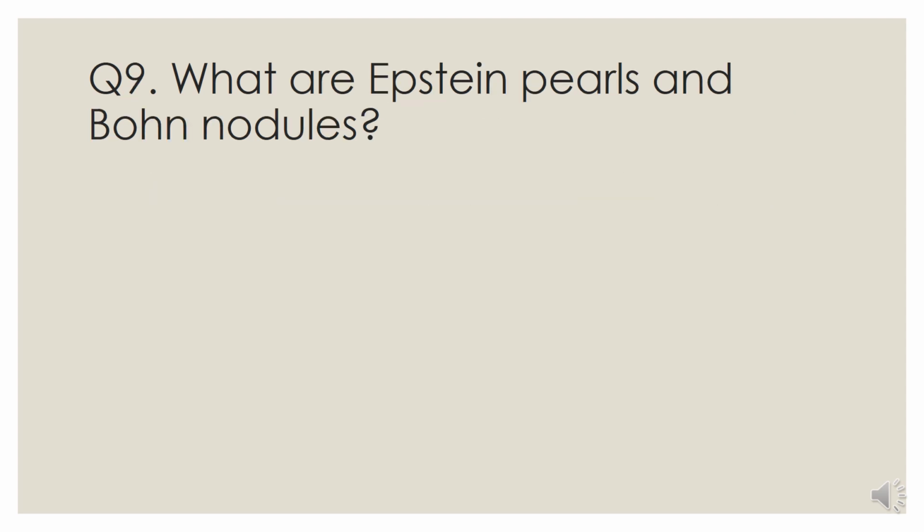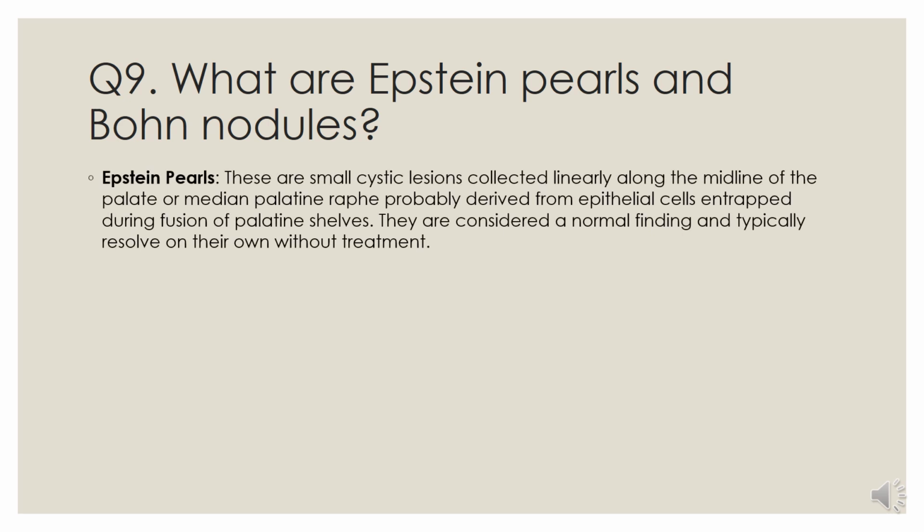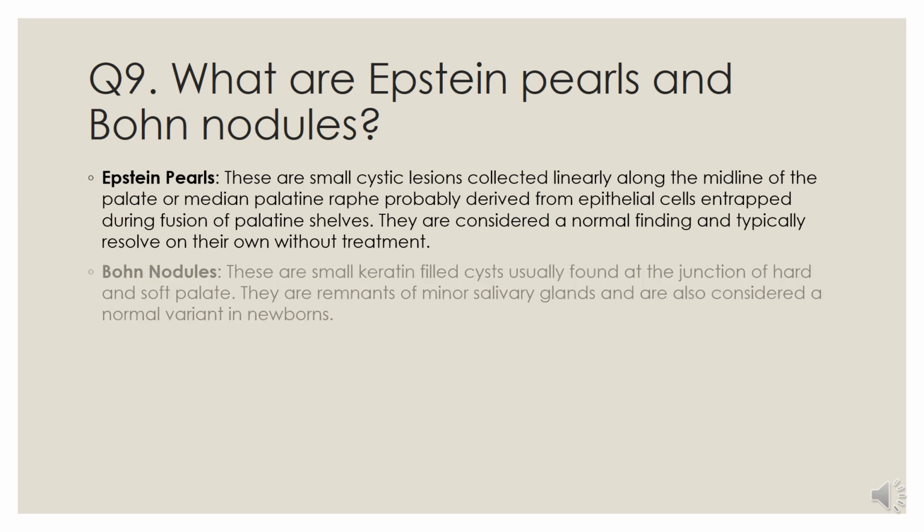9. What are Epstein pearls and bone nodules? Epstein pearls are small cystic lesions collected linearly along the midline of the palate or median palatal raphe, probably derived from epithelial cells entrapped during fusion of palatine shelves. They are considered a normal finding and typically resolve on their own without treatment. Bone nodules. These are small keratin-filled cysts usually found at the junction of the hard and soft palate. They are remnants of minor salivary glands and are also considered a normal variant in newborns.